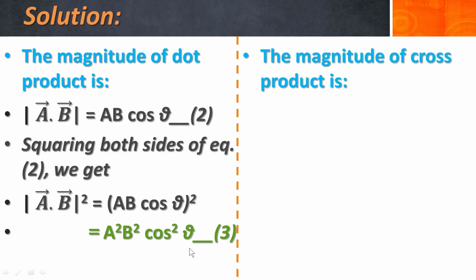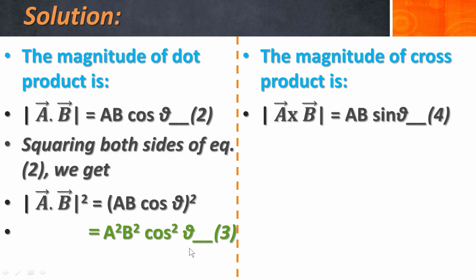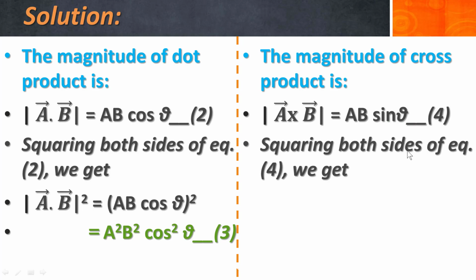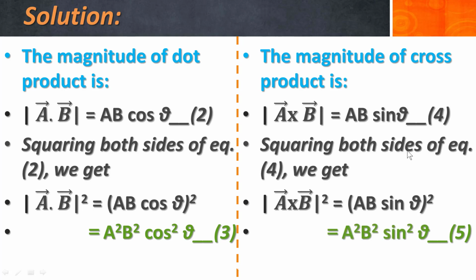Now the magnitude of the cross product: a cross b is equal to ab sine of theta. Again, only magnitude is required, that's why we are not putting n hat here. Direction is not required because only magnitude is required. So the magnitude of a cross b is equal to ab sine of theta. As we need the square of this term, by squaring both sides of equation 4, we get a cross b whole square equal to ab sine theta square. Then applying the square again, we get a square b square sine square theta.